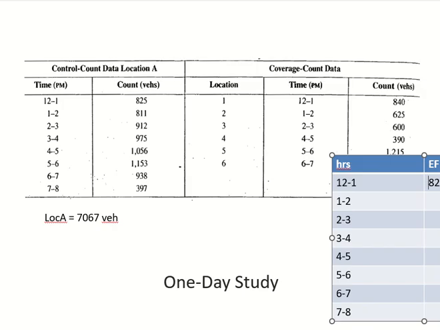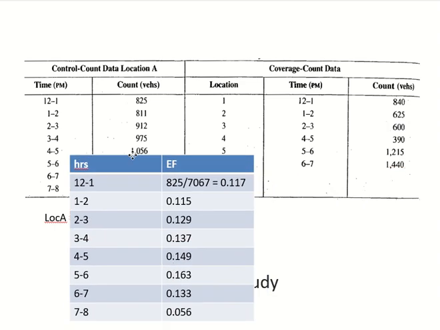What are the factors? You take the values from here and divide by the total. 0.115, 0.129, 0.137, 0.149, 0.163, 0.133, 0.056. Now I have the expansion factors.